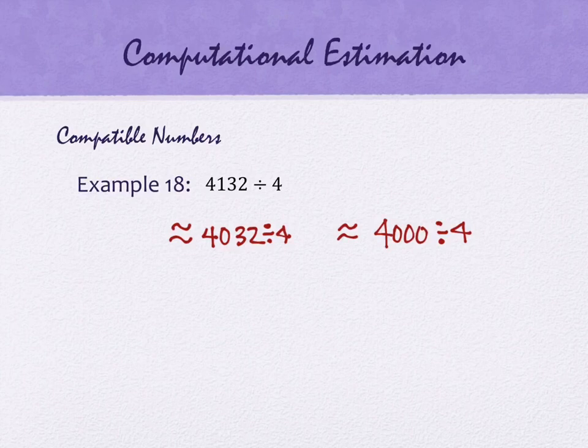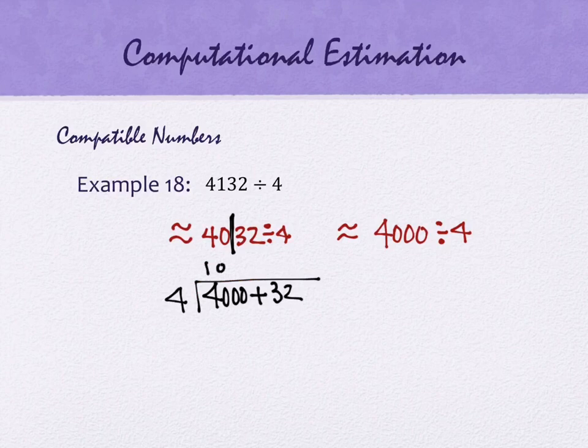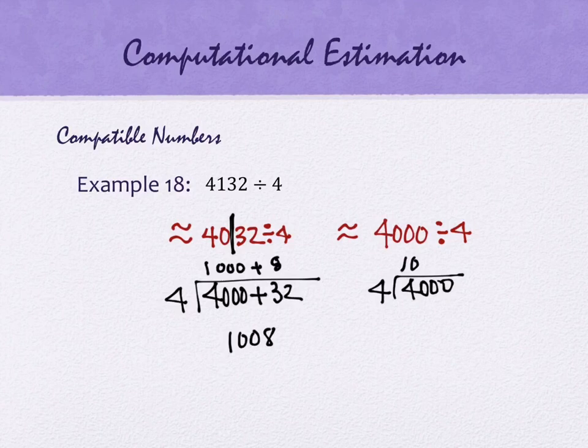If I did 4,032 and I broke it apart here, I could do what I did before with my 4,000 plus 32 divided by 4. So this would be 1,000 plus 8, for 1,008. Or if I did 4,000 divided by 4, I could simply get 1,000. 1,000 and 1,008 are fairly close numbers already, right? Yeah. And they were estimates of what I had already before. All right, any questions on this one?